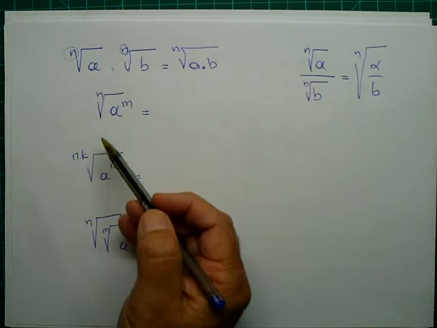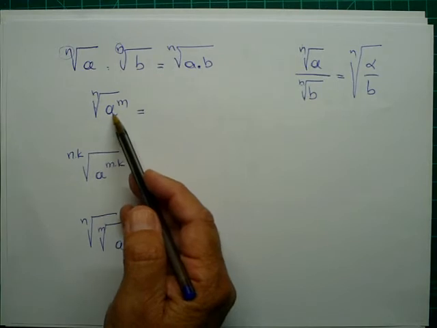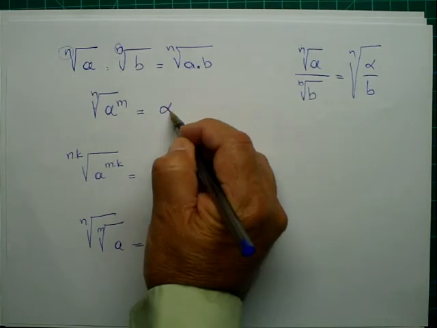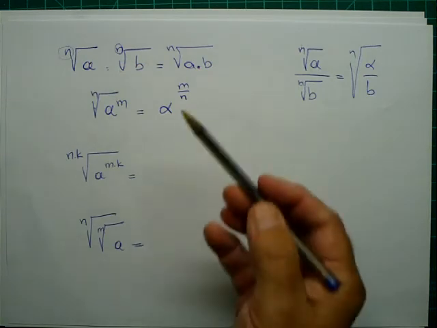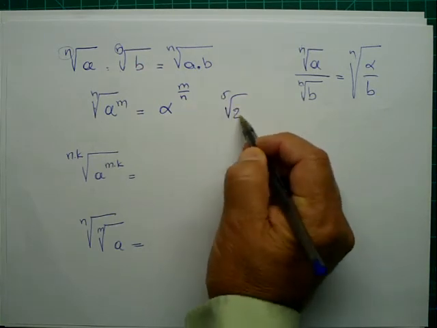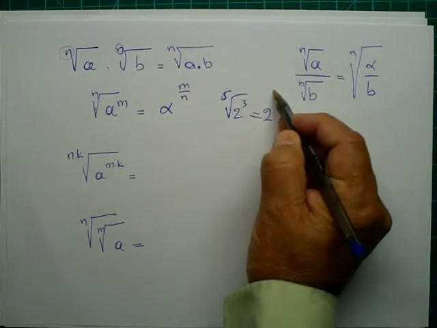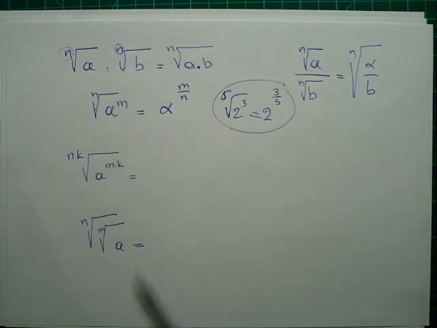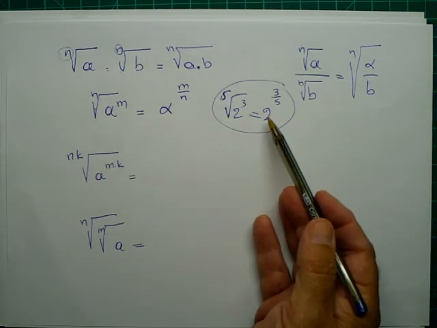The second rule: if you have a radical like that, the nth root of a raised to the power of m, you can write it without a radical this way, m over n. This is a raised to the power of m over n. For example, if you have the fifth root of 2 to the power of 3, you can write it as 2 to the power of 3 over 5. The fifth root of 2 to the power of 3, we can write it as a power.